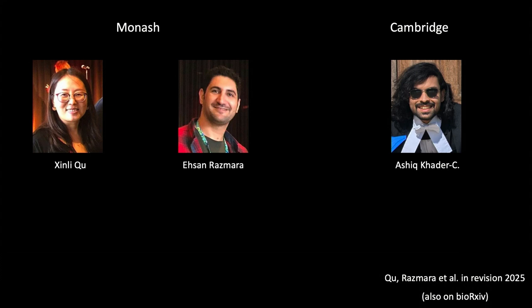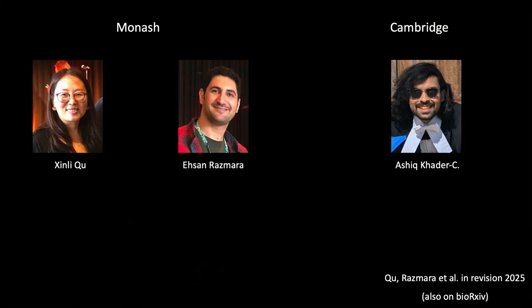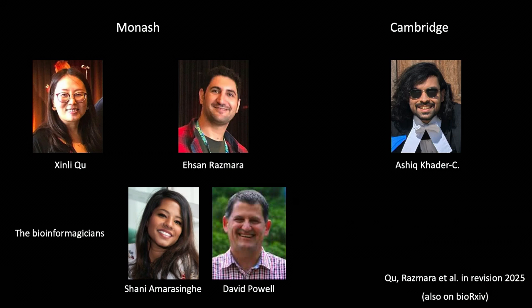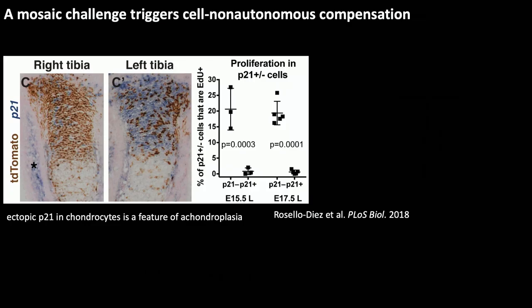And this is the work of several heroes. So Cindy is a research assistant in the Monash lab, and she's also very good and started her own project. Then joined by Exan, a PhD student who just finished, and Ashik in Cambridge, a master's student, and also Shani and David, the bioinformaticians, because they do their magic with the data, and that was critical for this project.